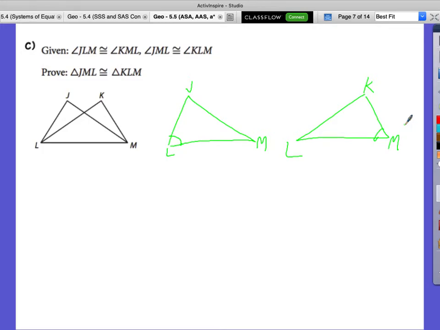Alright, so then we know that piece of information, and we also know there's another piece of information. Do you know what other two angles are congruent? Angle JML is congruent to angle KML.